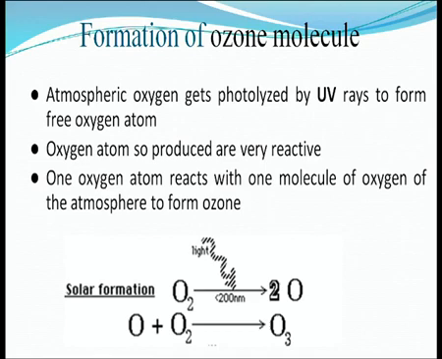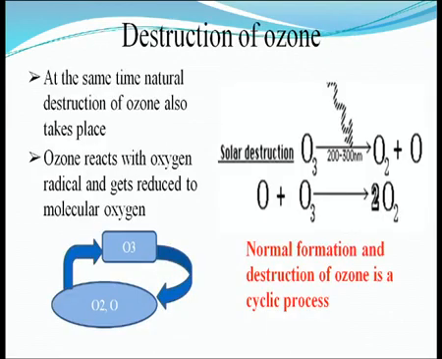Ozone is naturally formed and destroyed, both, in our atmosphere. How does it take place? Atmospheric oxygen gets photolyzed by UV rays to form free oxygen. Oxygen atoms so produced are very reactive. One oxygen atom reacts with one molecule of oxygen of the atmosphere to form ozone. At the same time, natural destruction of ozone also takes place. Ozone reacts with an oxygen radical and gets reduced to molecular oxygen. The reactions show that the O3 and O2 cycles are continuously taking place in our atmosphere.